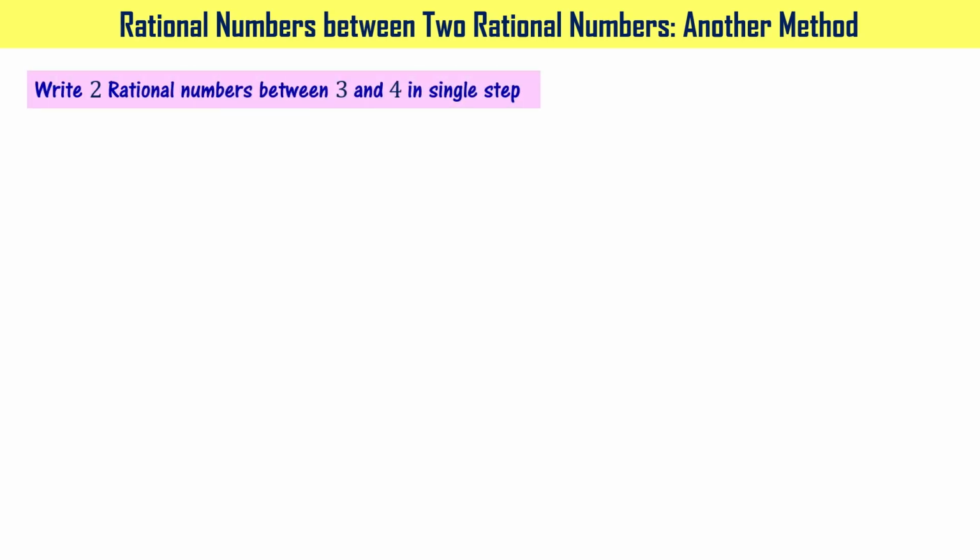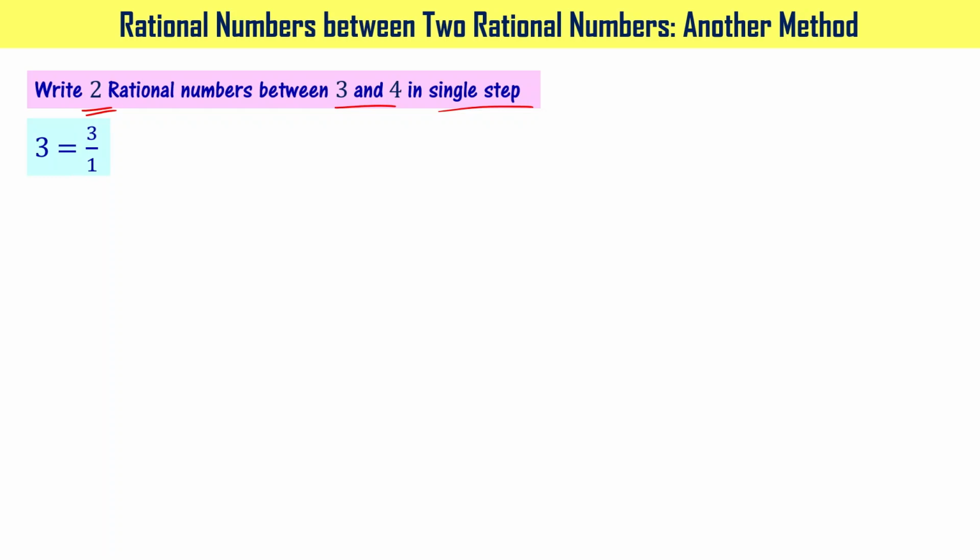Write two rational numbers between 3 and 4 in a single step. There we were doing multiple steps, right? For two numbers, we had to do 2 steps. Similarly, if you have to write 10 numbers, you have to follow 10 steps. But here what I'm saying is we want to write two rational numbers in between 3 and 4 in a single step. The methodology is as follows.